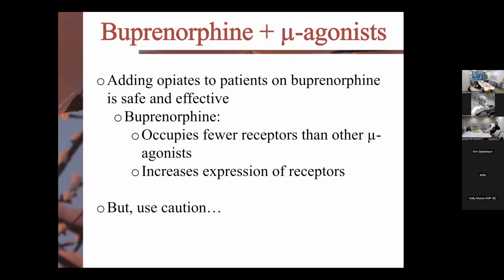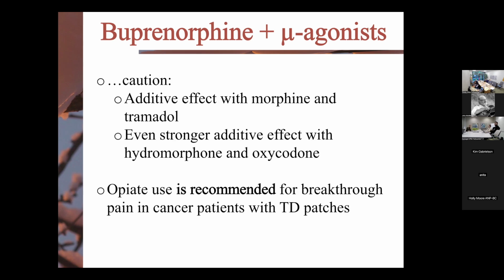So looking closer at buprenorphine and mu agonist, as we've talked about through this lecture, it's safe to do. Buprenorphine's occupying fewer of those receptors, and it increases expression of the mu receptors, but you do need to use caution. Particularly with morphine and tramadol, you can see more of an additive effect, whether that's synergistic or other reasons. There might be more clinical potency to those medications. Dilaudid and oxycodone, we might have even a stronger effect. So opiate use is recommended for breakthrough pain, and it shouldn't be avoided. These can work well in tandem.